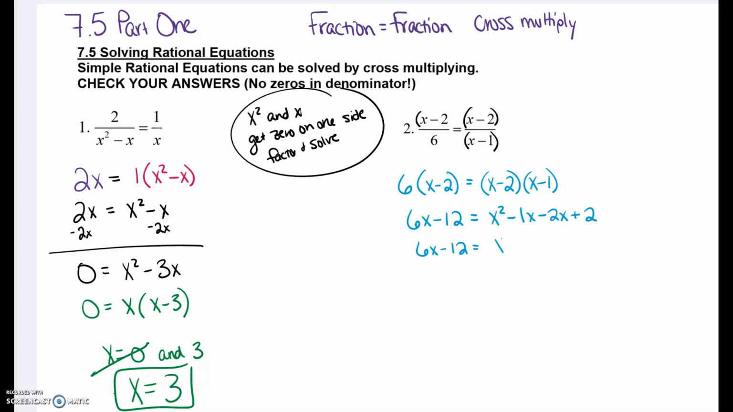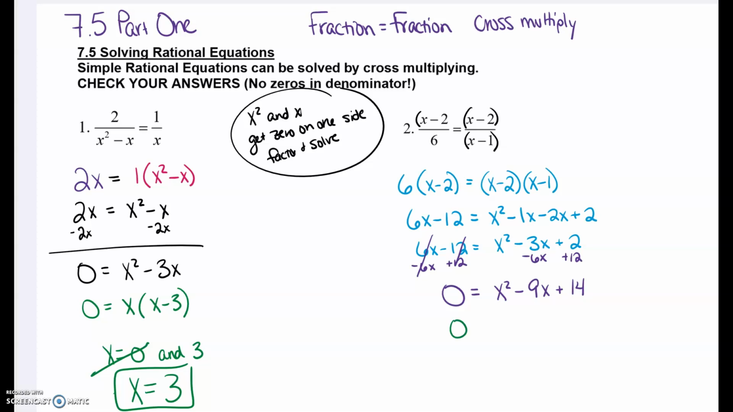Okay, I'm going to combine my like terms. I have x squared and x, which means we need to get 0 on one side so that we can factor and solve. So we'll be subtracting 6x on both sides. We'll be adding 12 on both sides. That gives us 0 equals x squared minus 9x plus 14.